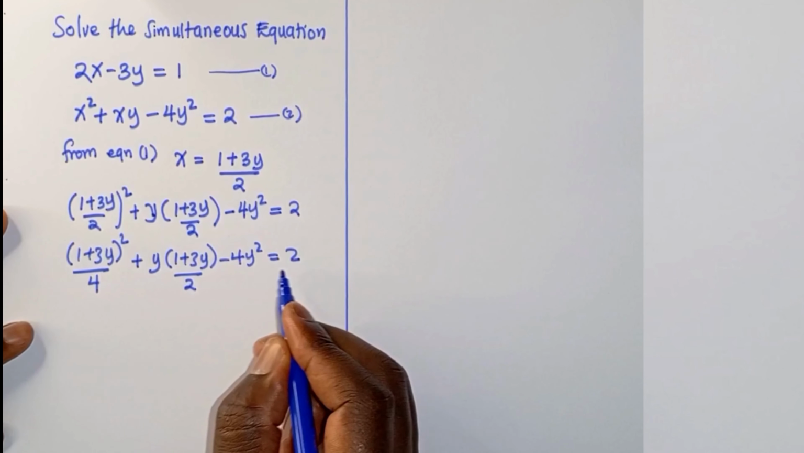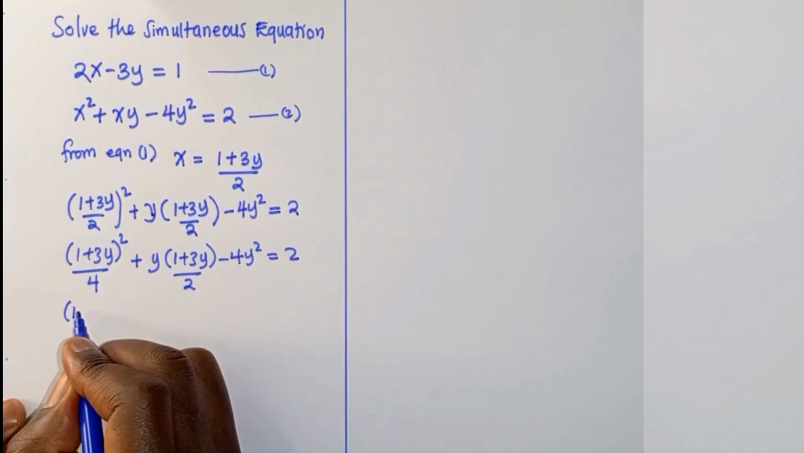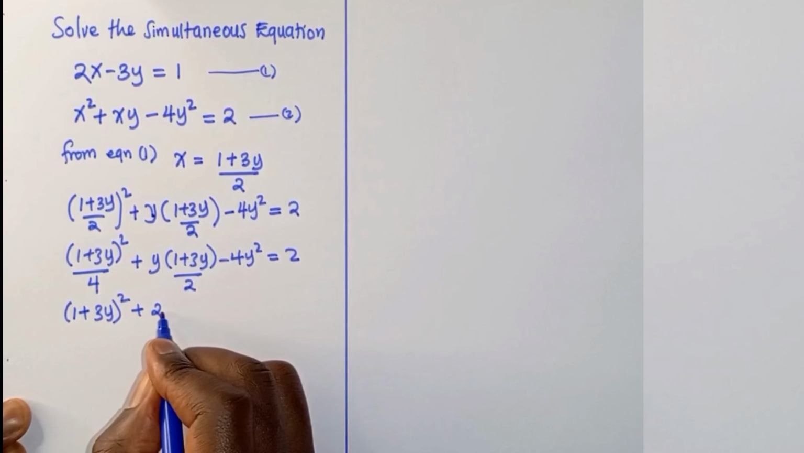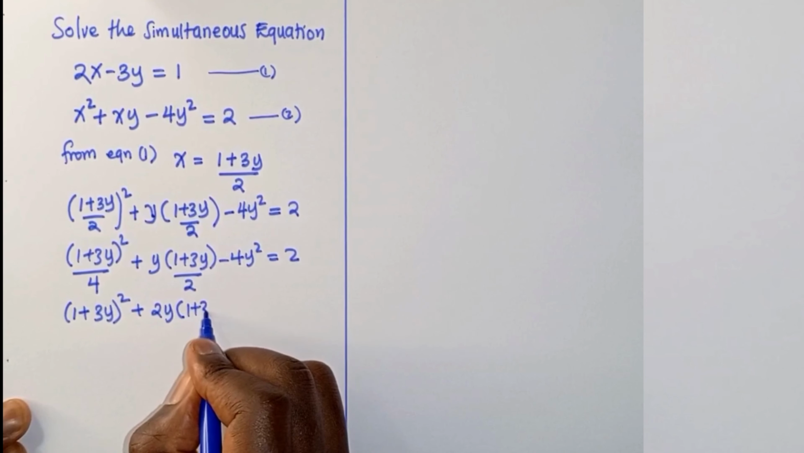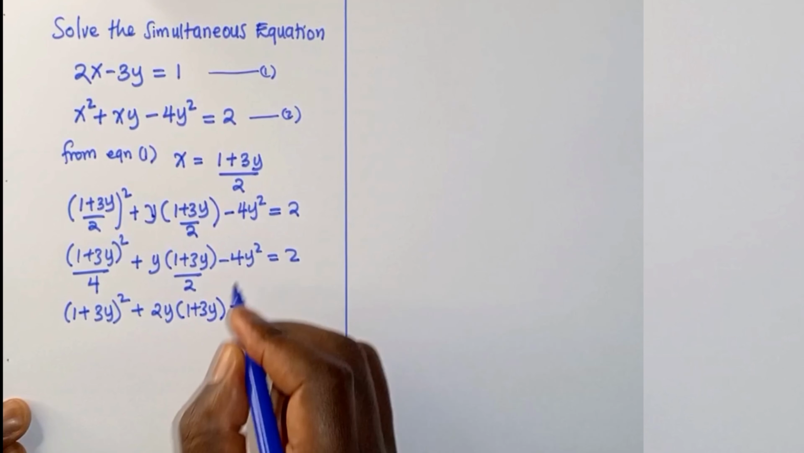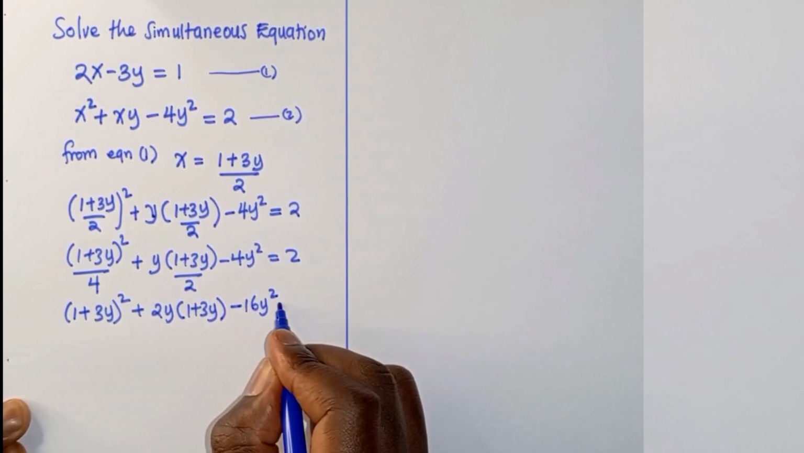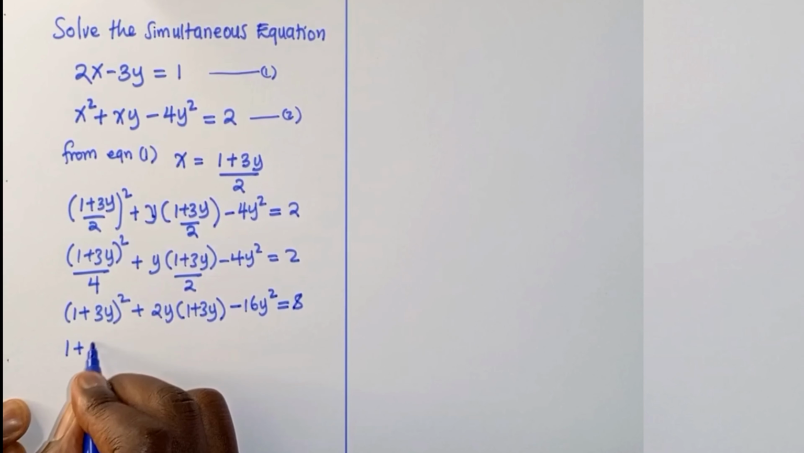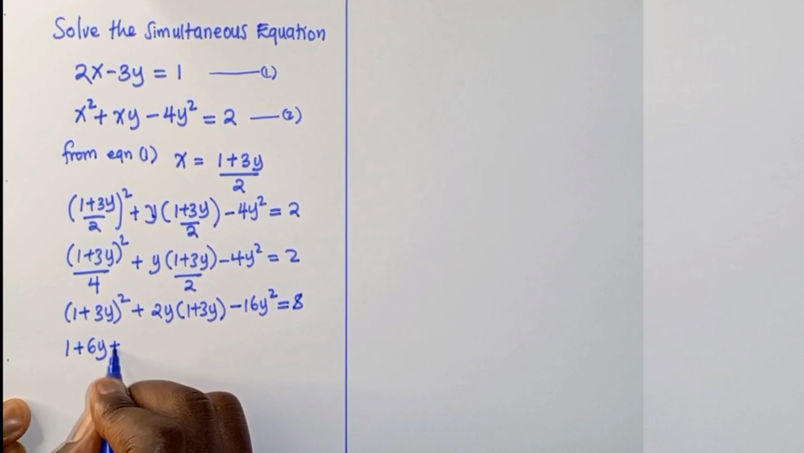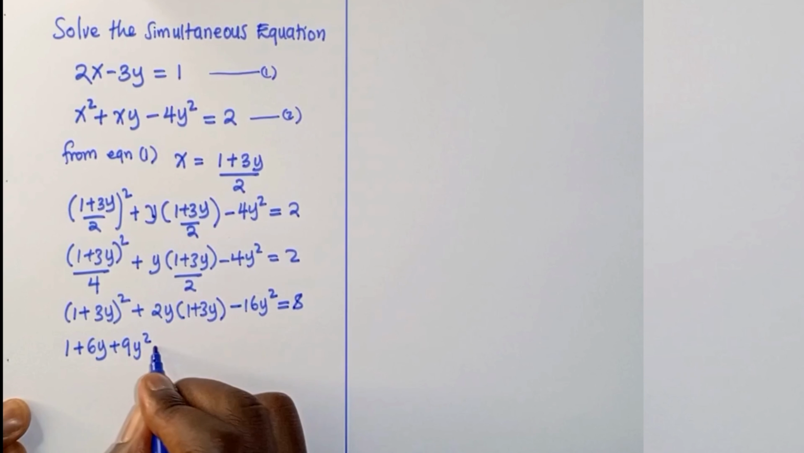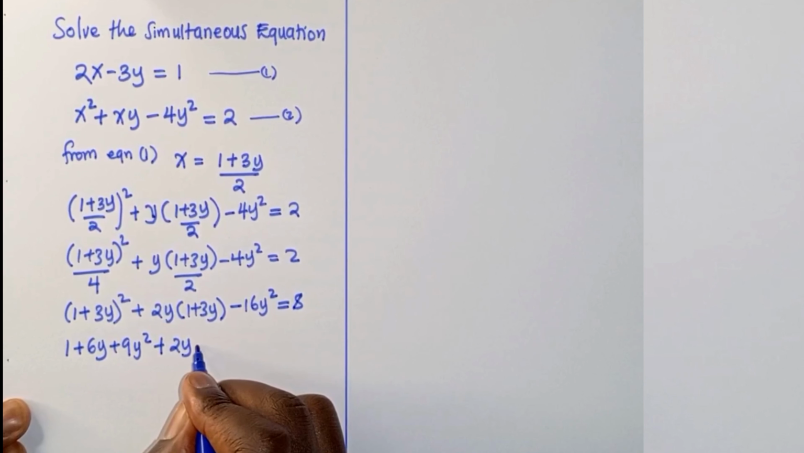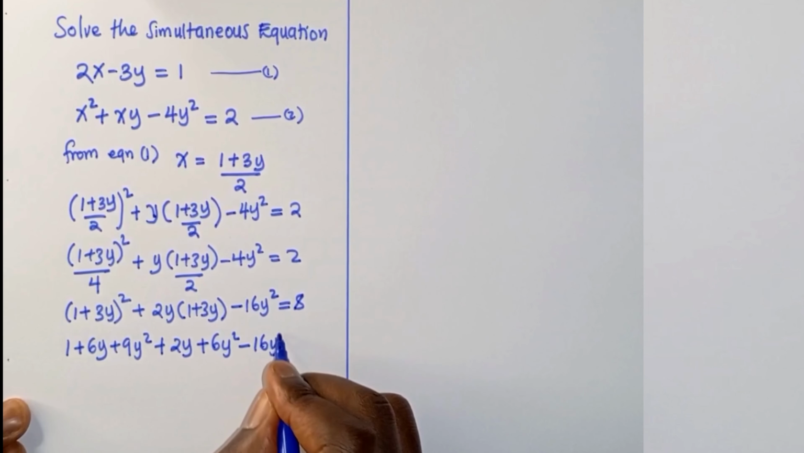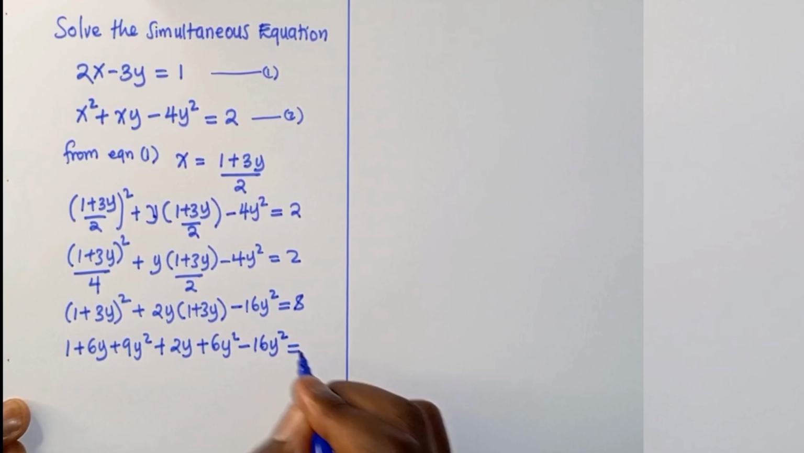So we multiply throughout by 4. We shall have (1 plus 3y) squared, plus 2y into (1 plus 3y). When 4 multiplies there, we divide through and remain with 2. So minus 16y squared is equal to 8. That's multiplying throughout by 4. After multiplying throughout by 4 and expanding, we shall have 1 plus 6y plus 9y squared, then plus 2y plus 6y squared minus 16y squared is equal to 8.